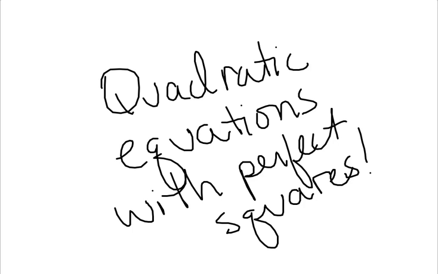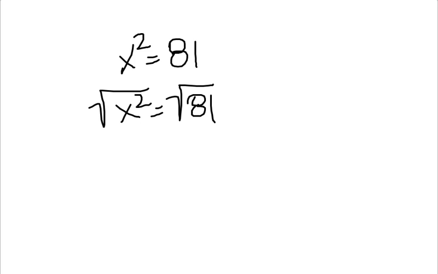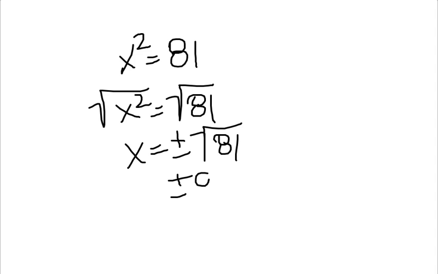Today we're going to do quadratic equations with perfect squares. So remember, a quadratic equation is one with something like x squared. So let's take a look. If I have something like x squared equals 81, I'm going to take the square root of both sides. And then I get x equals plus or minus, you have to remember that plus or minus, the square root of 81, which is plus or minus 9. So my solution for this one would be negative 9 or 9.